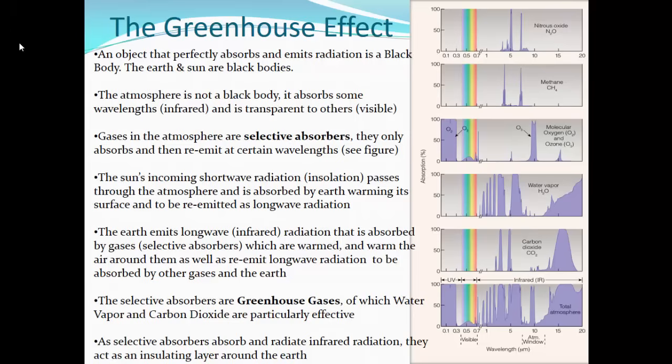The selective absorbers are nitrous, or methane, or O2 or O3, or water vapor and or carbon dioxide, of which water vapor and carbon dioxide are particularly effective, and water vapor, because of its abundance, is the most important greenhouse gas. Those selective absorbers are the greenhouse gases. As selective absorbers absorb and radiate infrared radiation, they are acting as an insulating layer around the Earth.